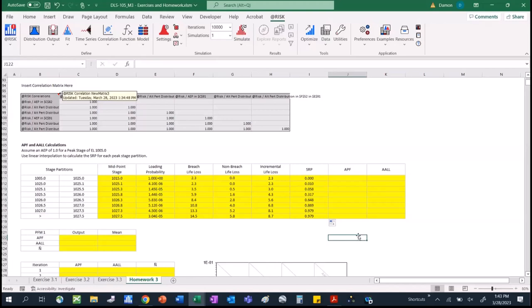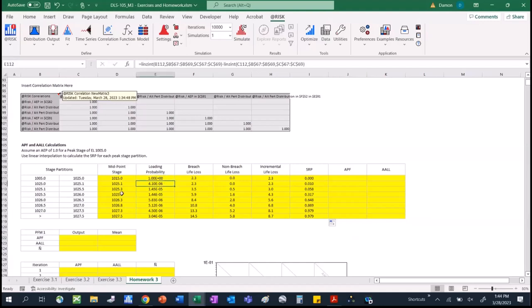I'm sorry. Can you repeat your question? I'm hearing you, but you're kind of muffled. I really didn't hear you clearly. The loading probability is the difference of the stage partition. And for the incremental life loss, we just considered the midpoint stage. So I'm still having trouble hearing you, but I think I heard your question.